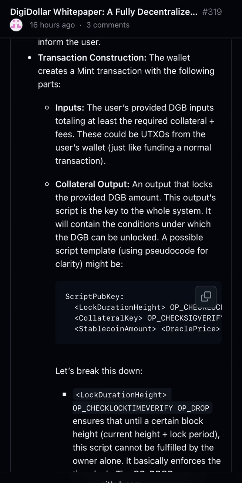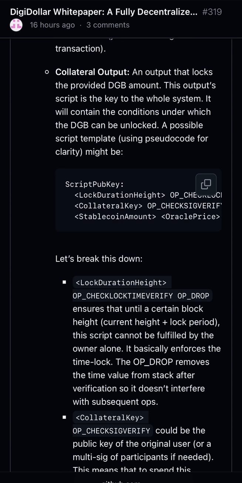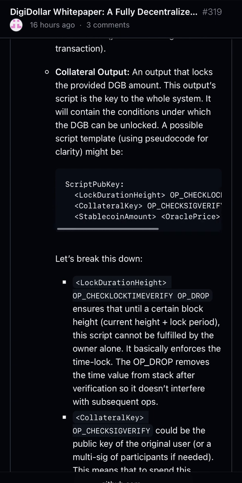These could be UTXOs from the user's wallet, just like funding a normal transaction. Collateral output: an output that locks the provided DigiByte amount. This output script is the key to the whole system. It will contain the conditions under which the DigiByte can be unlocked. A possible script template, using pseudocode for clarity, might be: scriptPubKey = <lock duration height> OP_CHECKLOCKTIMEVERIFY OP_DROP <collateral key> OP_CHECKSIGVERIFY <stablecoin amount> <oracle price> OP_DIGIDOLLAR_VERIFY.